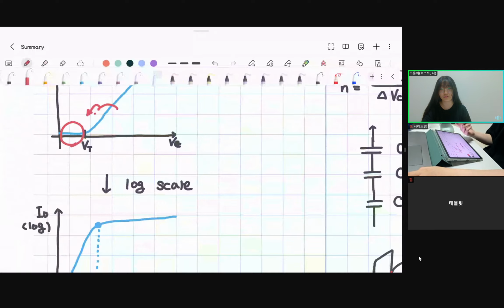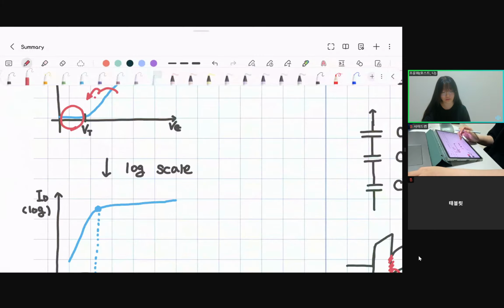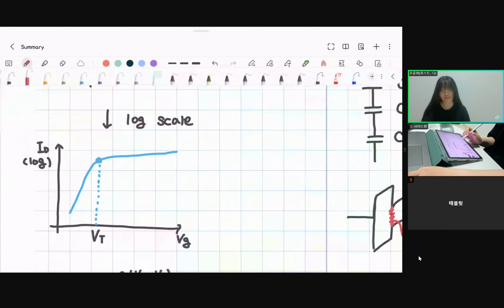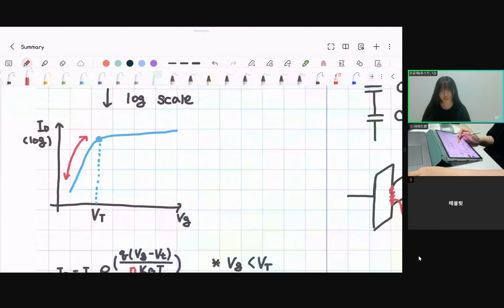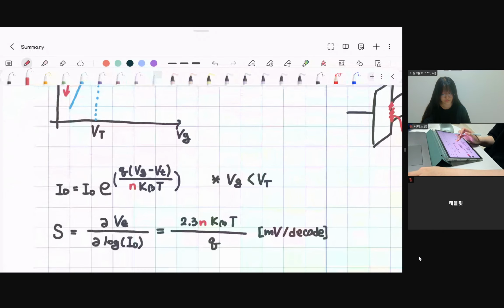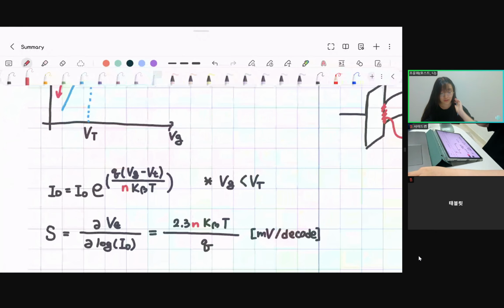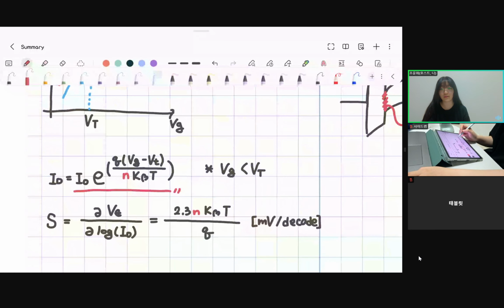So we redraw the ID-VG characteristic on a log scale. We can draw it like this, and in this part there is a leakage current when the gate bias is less than the threshold voltage. So we can calculate this leakage current by using this formula. It can only be used when the gate bias is less than the threshold voltage.